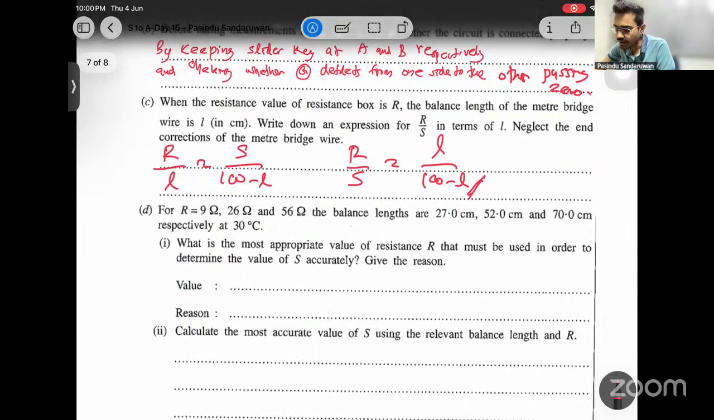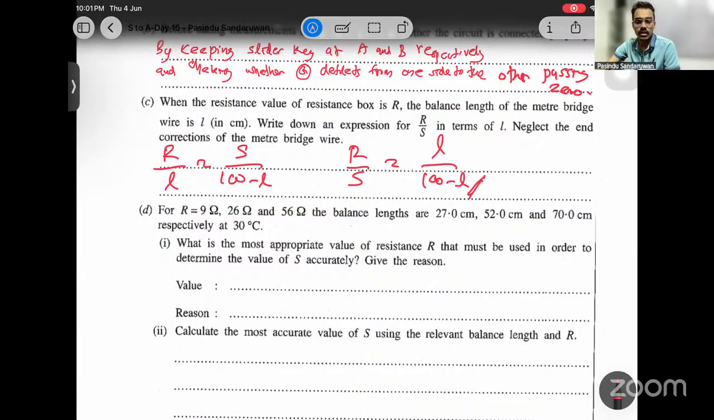Next. For R equals 9 ohms, 26 ohms, and 56 ohms, the balance lengths are 27 centimeters, 52 centimeters, and 70 centimeters, respectively, at 30 degrees Celsius. What is the most appropriate value for resistance R that must be used in order to determine the value of S accurately? Give the reason.